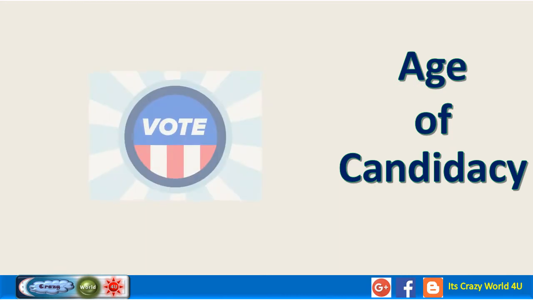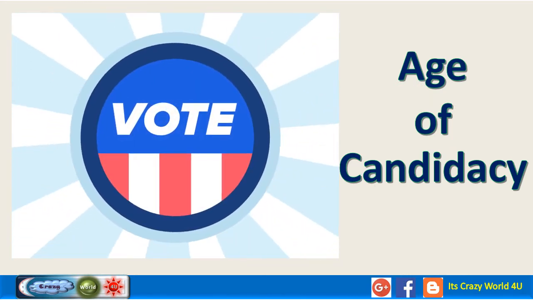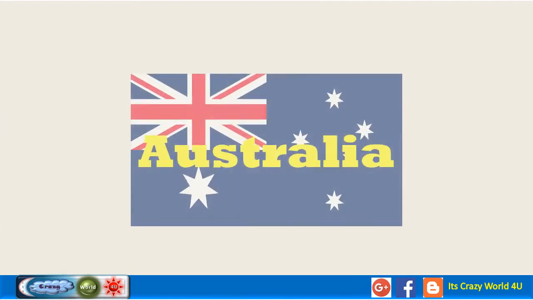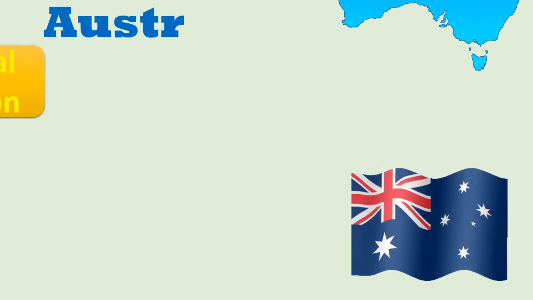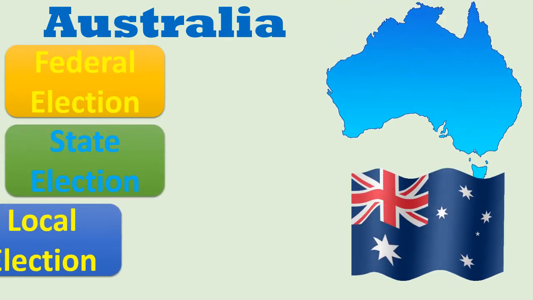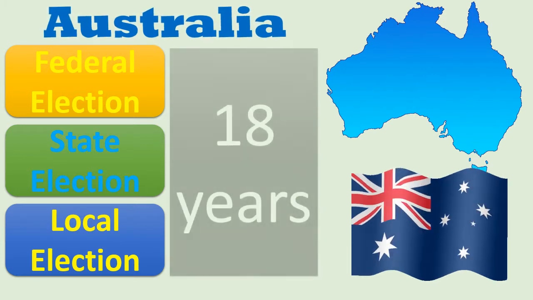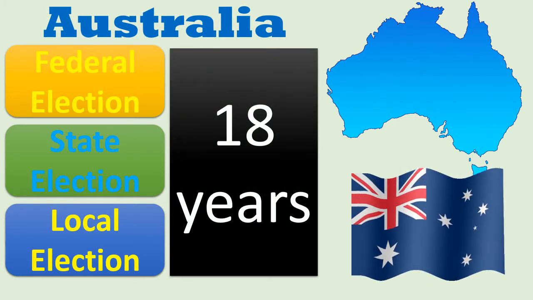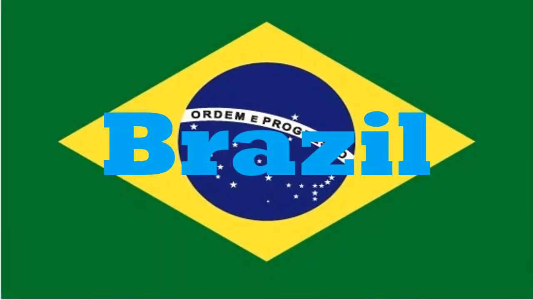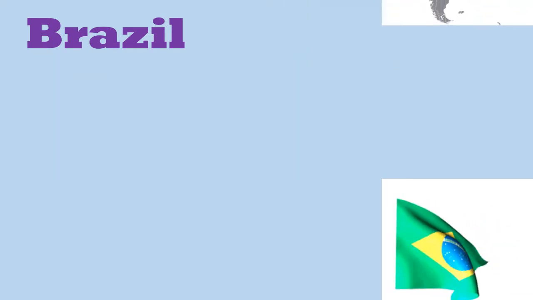We will see the age limit set by different countries for contesting different elections. For contesting federal, state or local government elections in Australia, the Australian citizen must be of 18 or more years age. Brazil got different ages for contesting different elections.